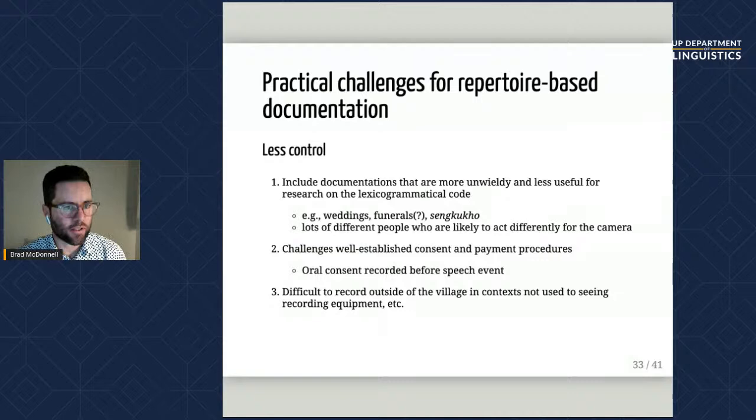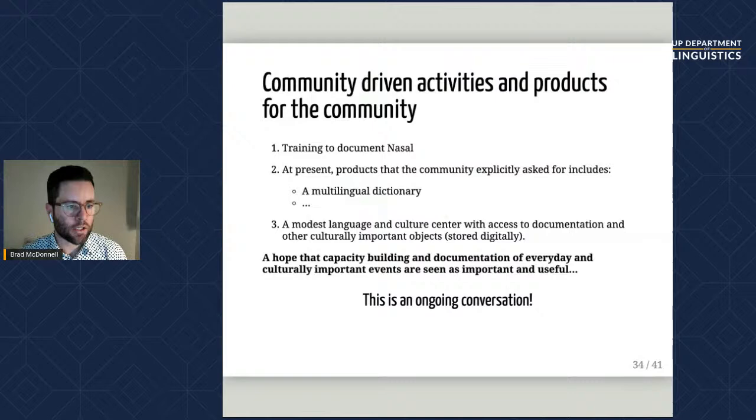So one of the biggest challenges, I think, with this sort of repertoire-based approach is that you have less control. So it can include documentation that is more unwieldy, less useful for research on the lexical grammatical code. And this also challenges some of the well-established consent and payment procedures, where we can compensate people for their time, as well as gain consent quite easily beforehand. And also, it can be difficult to record in Indonesia outside of the village context, where people aren't used to seeing the recording equipment. I just want to note this project also has some community driven activities and products that are meant for the community.